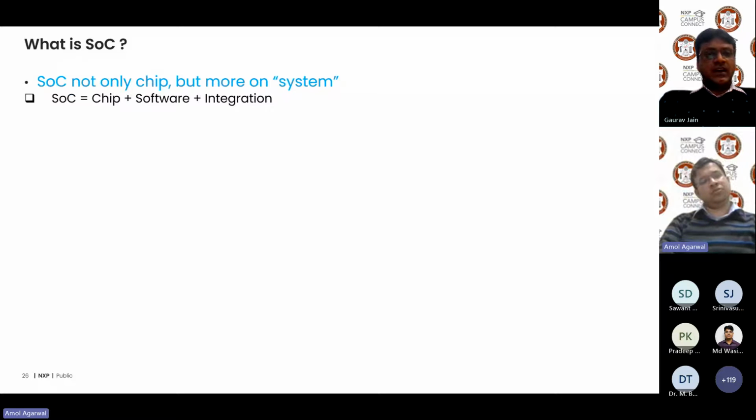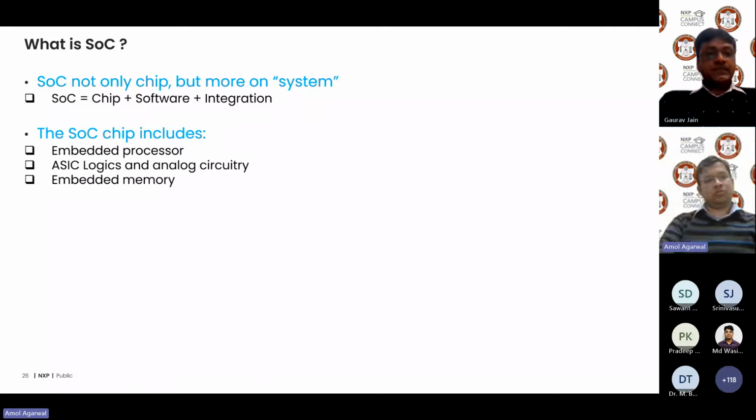So SoC is more on the system side. So it is the chip, the software, and also the integration part of it, right? And what is chip here? So it includes embedded processors, the ASIC logic, and the analog models or the analog circuits, and also the embedded memories, the on-chip RAMs or the ROMs that you see.